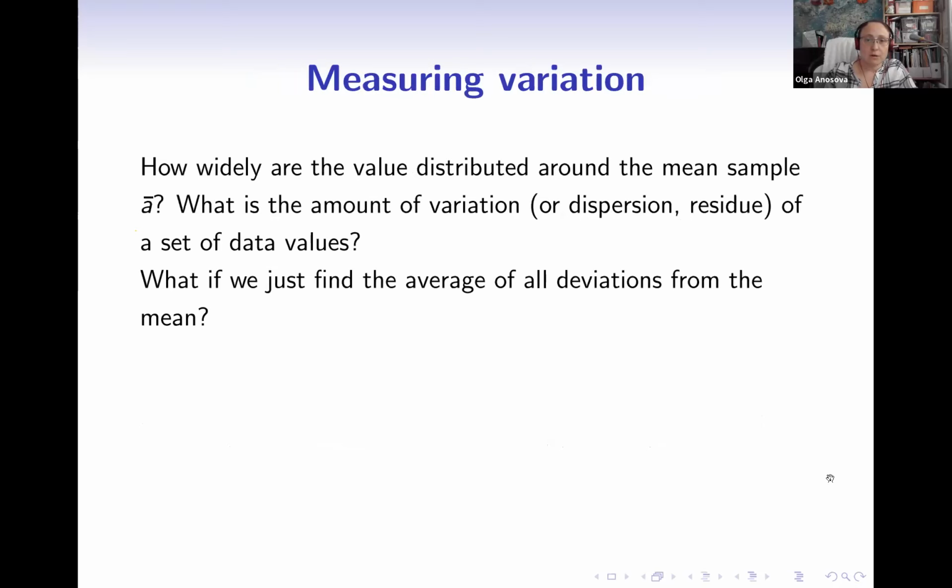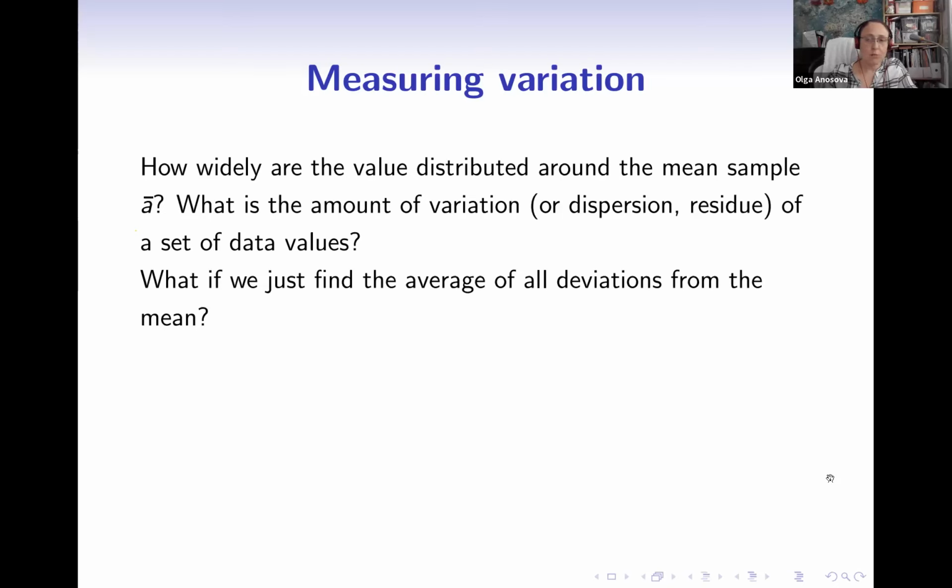Now, it is possible to measure a similar thing, but in terms of how far everything is from the mean. That is, what is the amount of variation of our data, not just the range, but the variation of our data from the mean. It's also called variation, dispersion, or residue by different names, but the essence is the same.